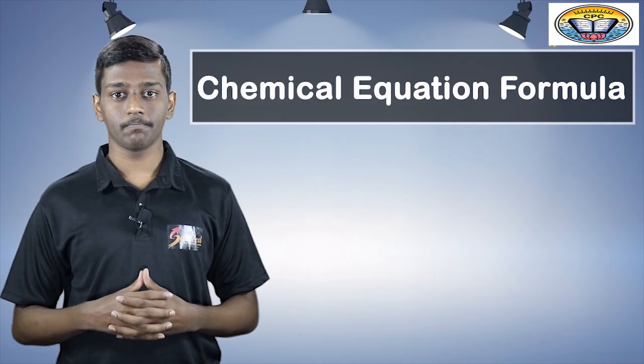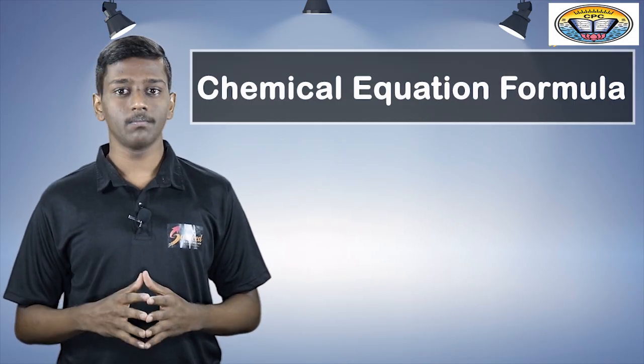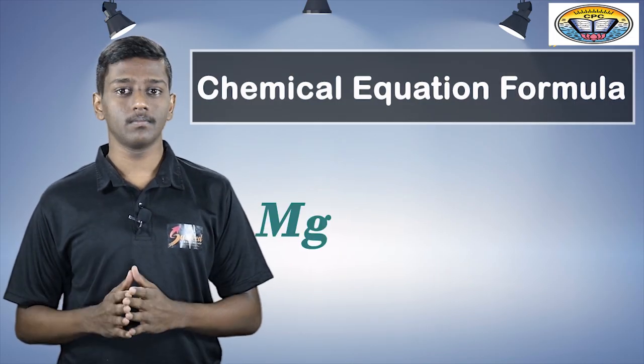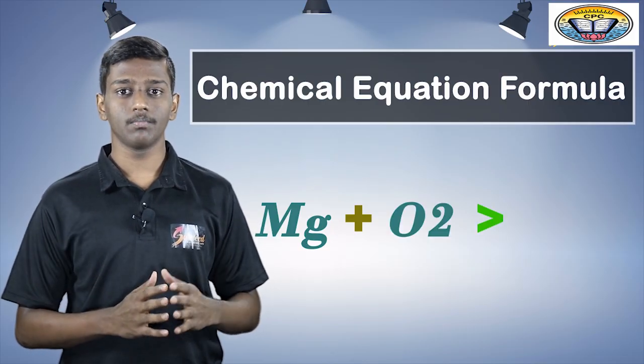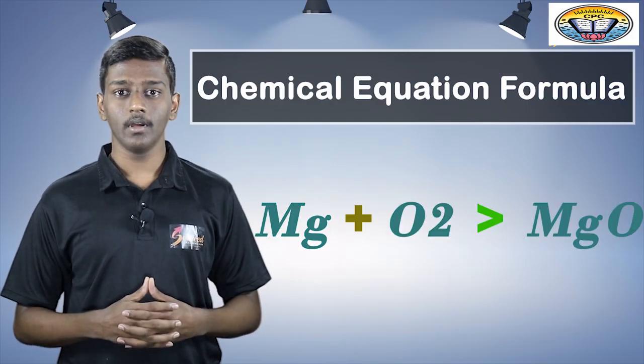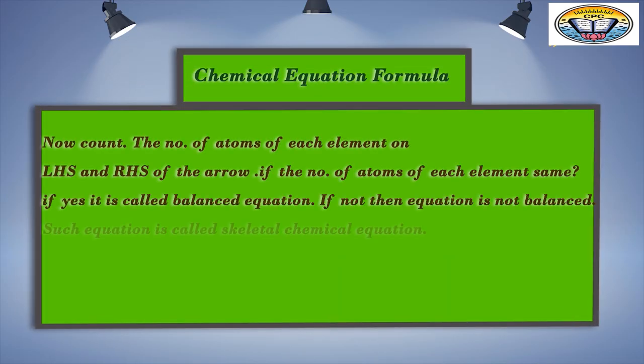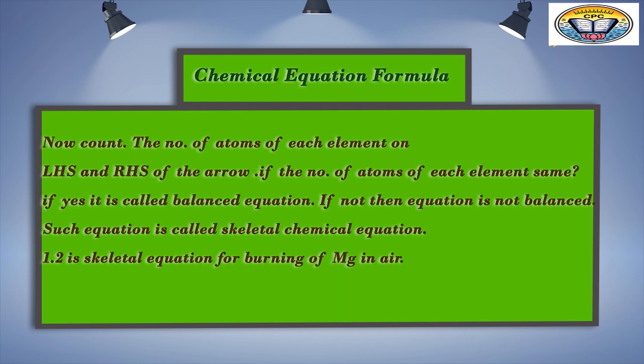We know we can write a chemical equation by the word equation. We can make it simpler by representing the elements using the formula, like Mg plus O2 giving rise to MgO. In this equation, let us count the number of atoms on the left hand side of the arrow and the right hand side of the arrow.